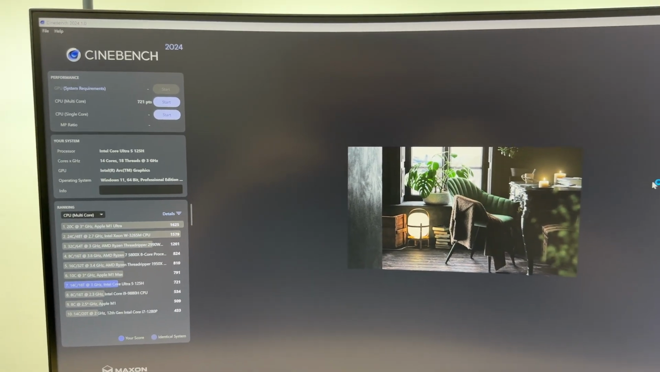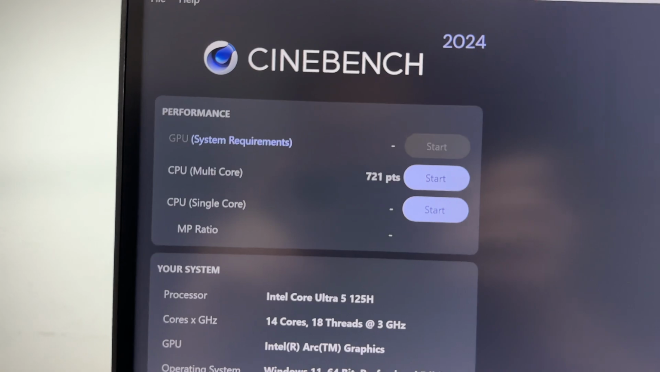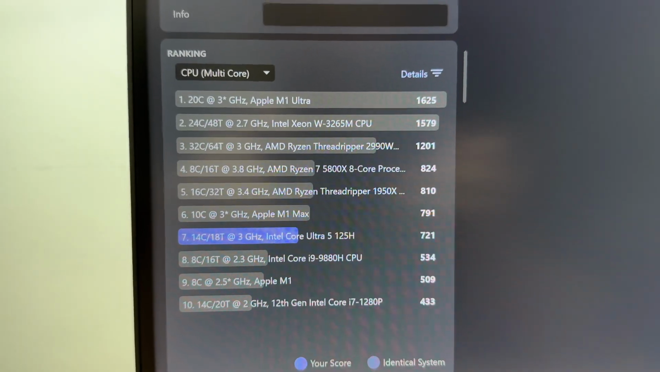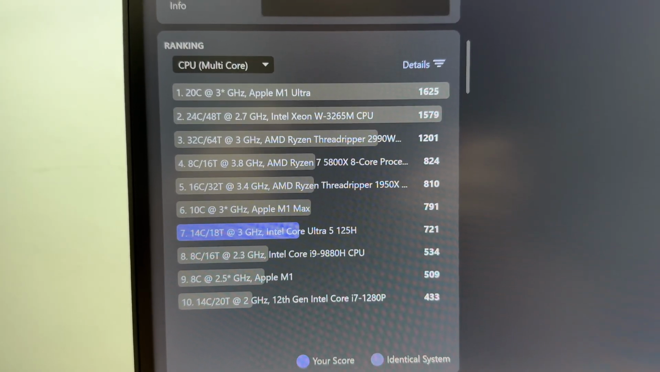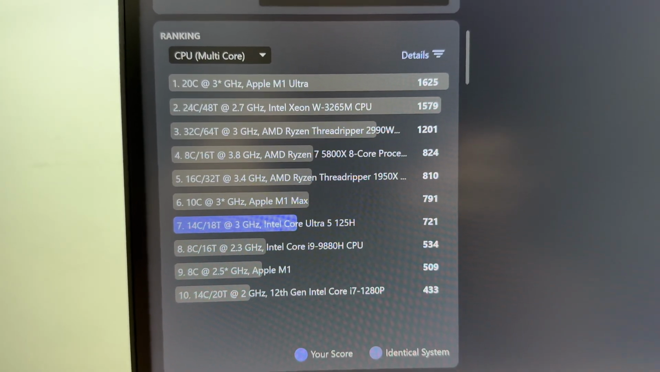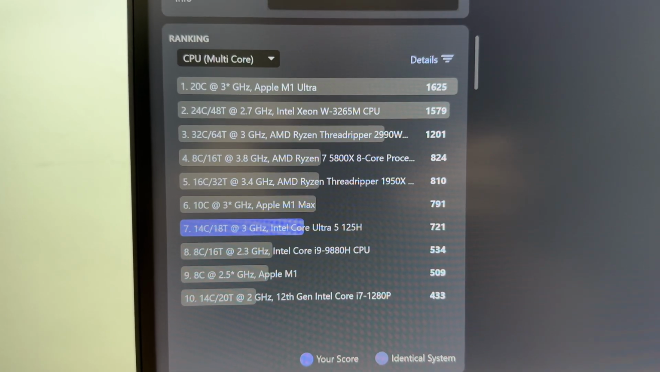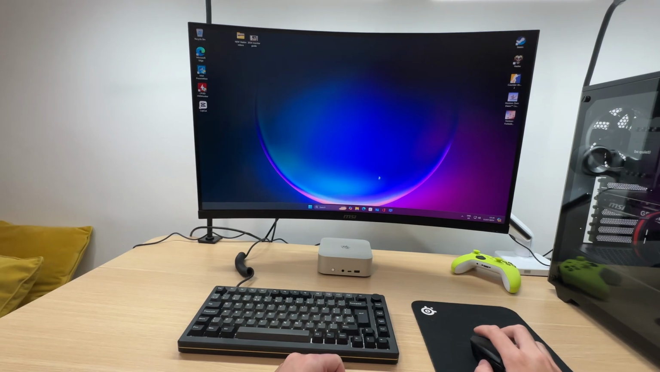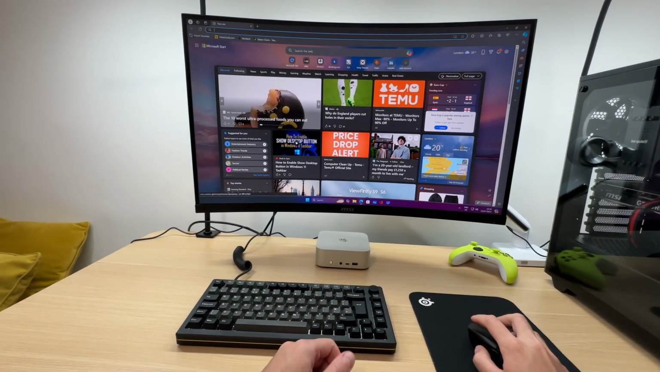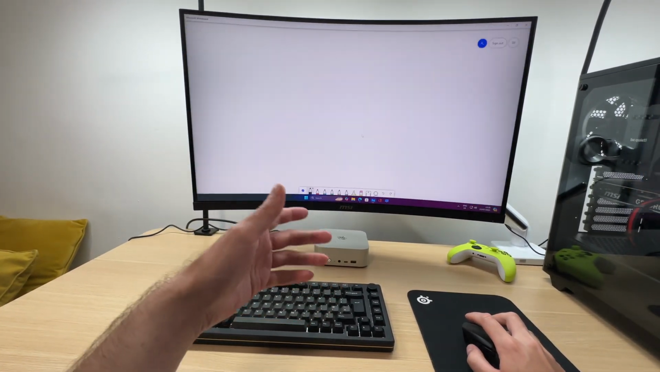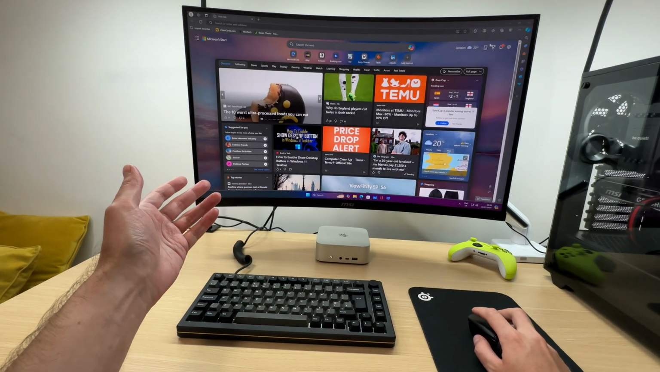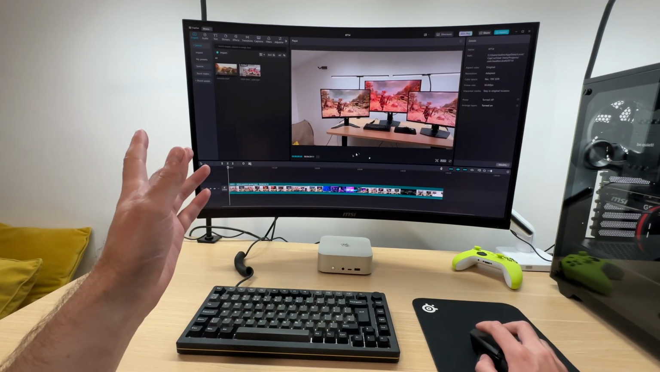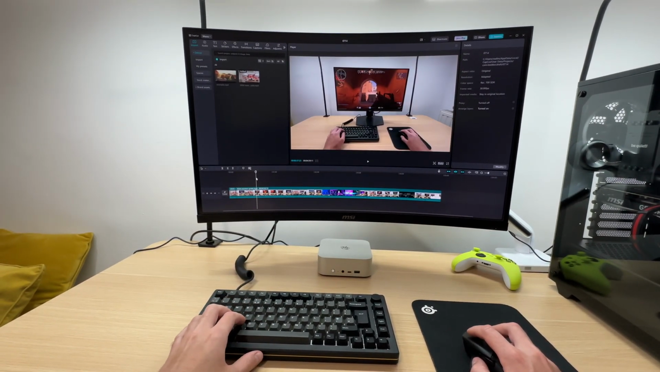The 10-minute test run is done, and the CPU scored 721 points. Compared to other CPUs, it is sitting well below the Ryzen 7 5800X as well as Apple's M1 Max. In terms of everyday activities, this mini PC is fast and snappy. Have a look at that. You can open any app and you don't have to wait a long time for it to open. Really quick, really responsive.